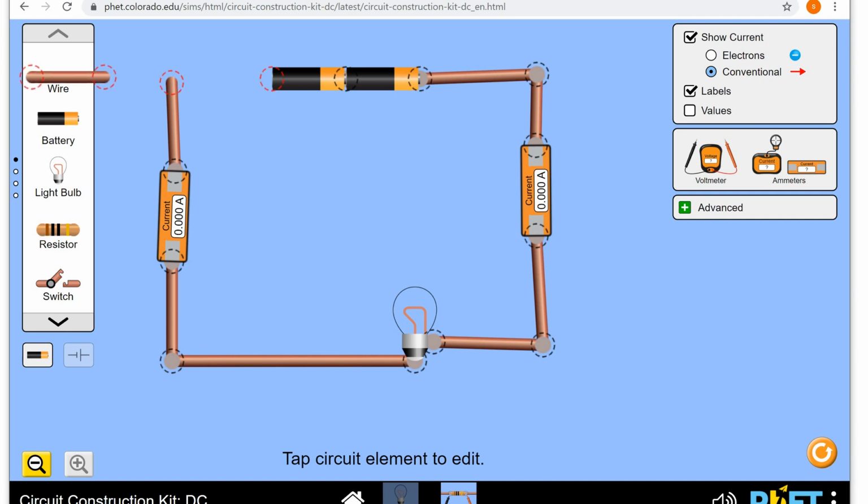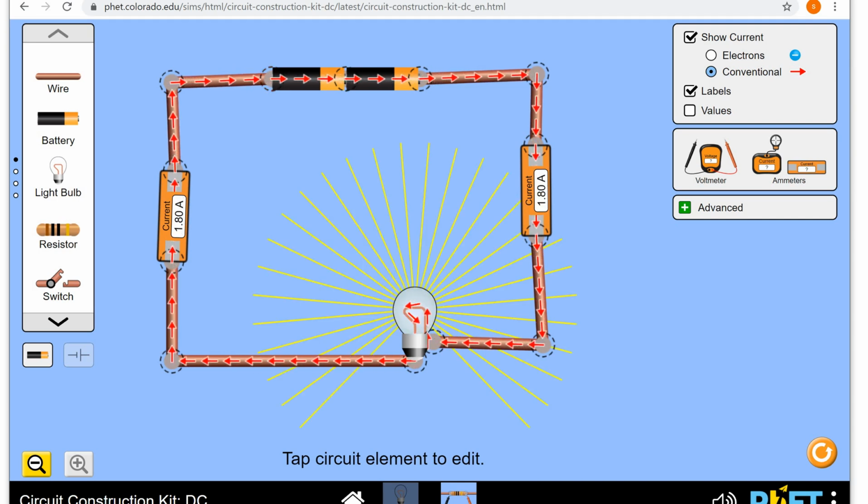Let's put this on, link it up. We're going to get the bulb lighting up, we're going to see the current flowing, and we're going to get readings on the left and the right hand side. Ammeter, bang, there we go. So question 1, what do the values X and Y provide? They are both 1.80 amps.